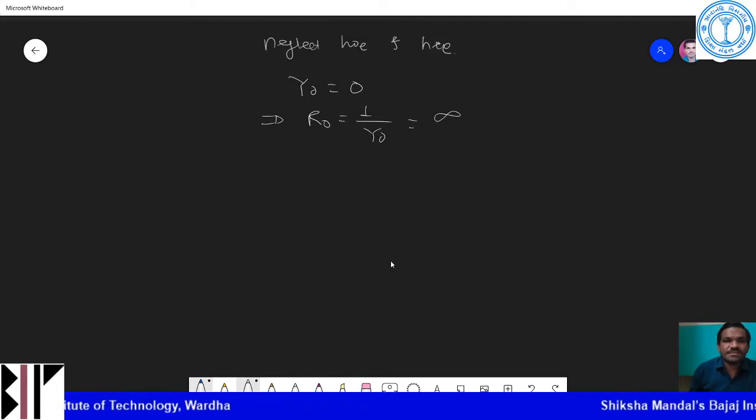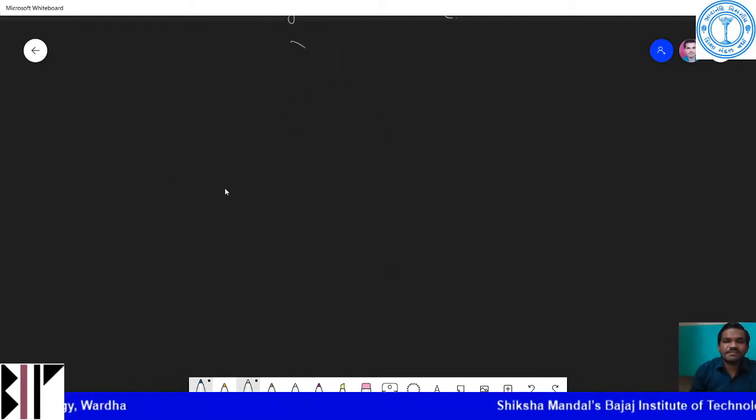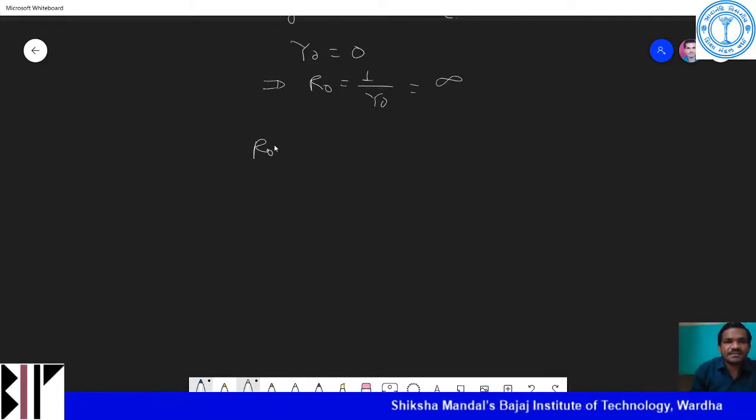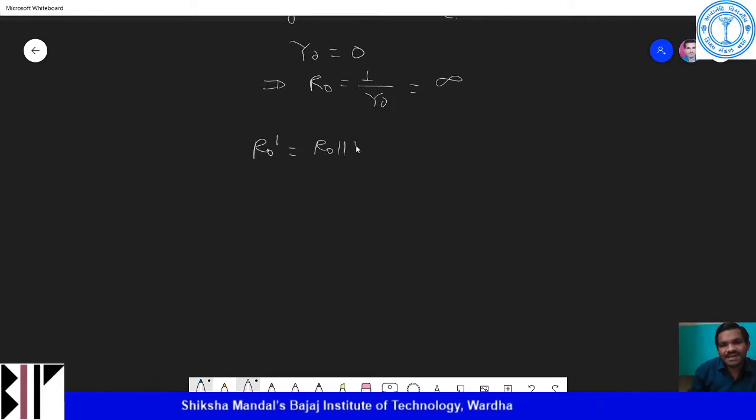One more term is there. We will calculate RO dash here. RO dash is nothing but your output impedance RO, which is in parallel with your RL.